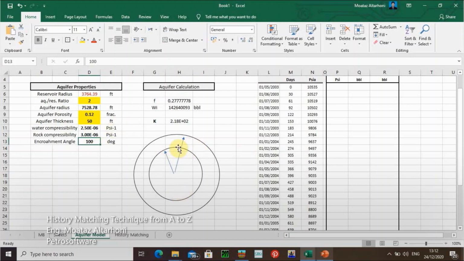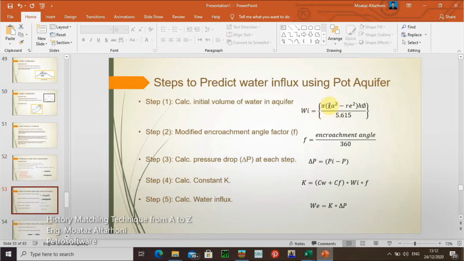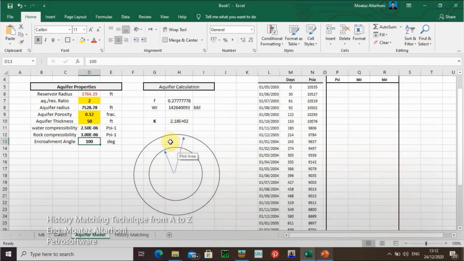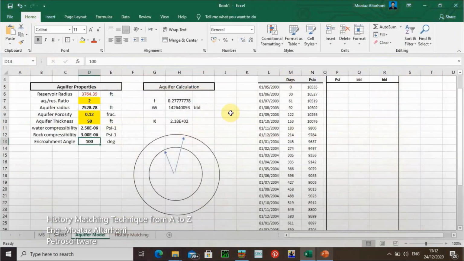Okay, so the first equation I need to generate here is this equation, calculating how much volume is initially in place. That means here's the water in this area, so I need to use this equation, aquifer radius minus reservoir radius. When I subtract these, it will give us the difference in the aquifer volume. That's here, and we have oil here, and we need to calculate the initial water in place. It will be calculated using this equation here.